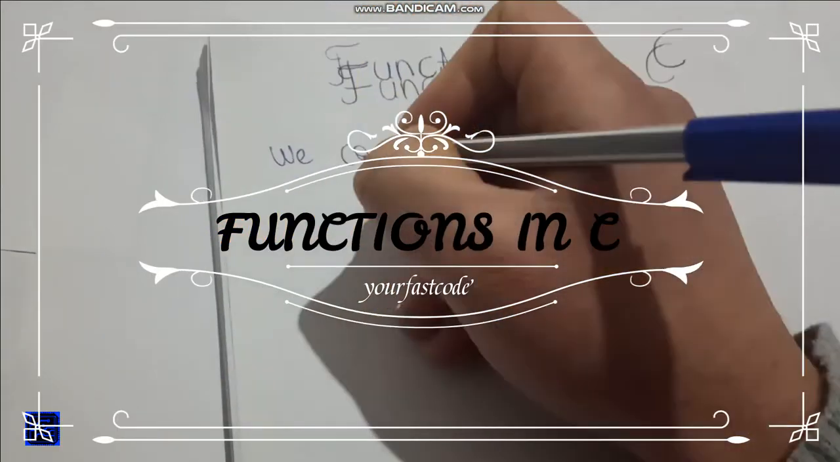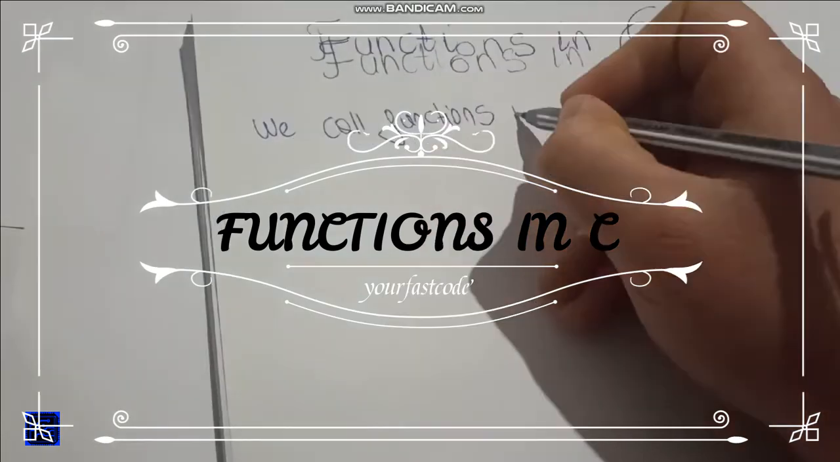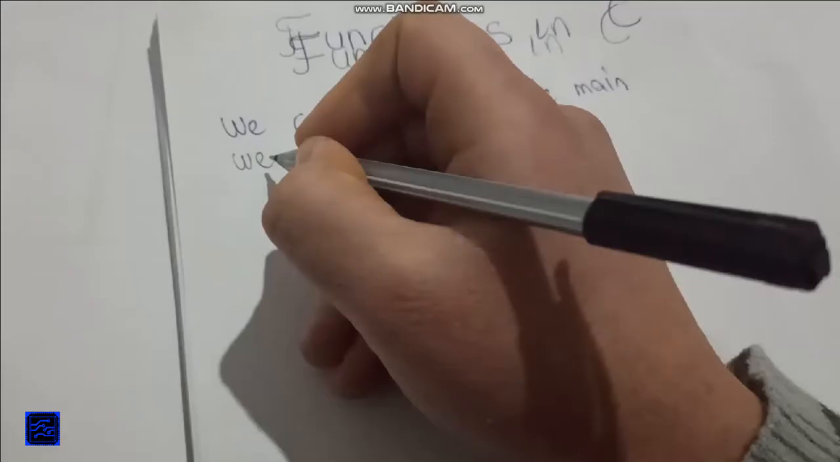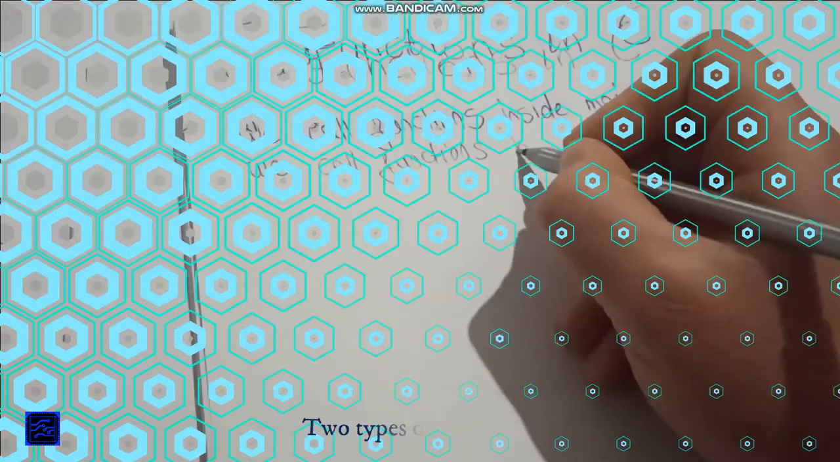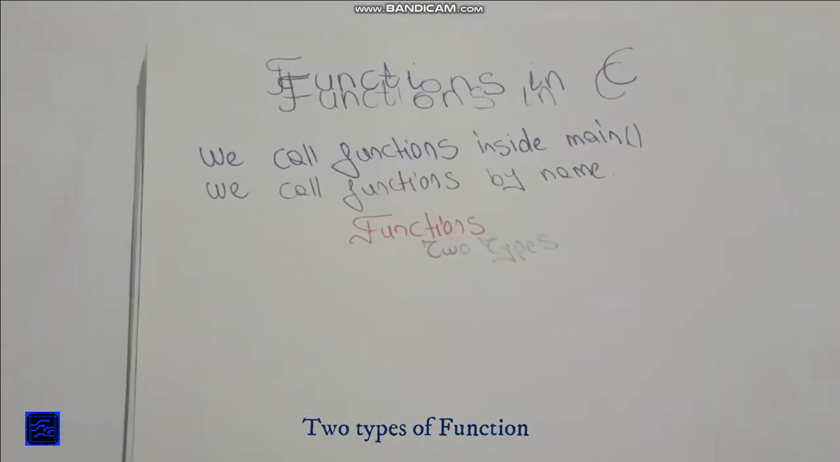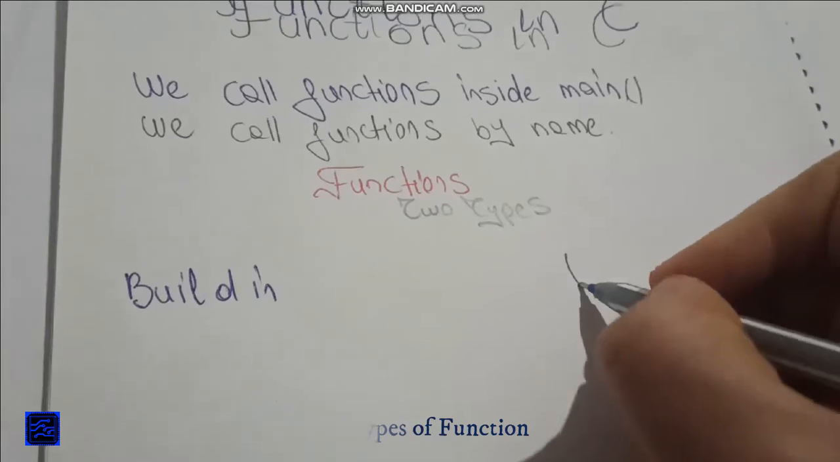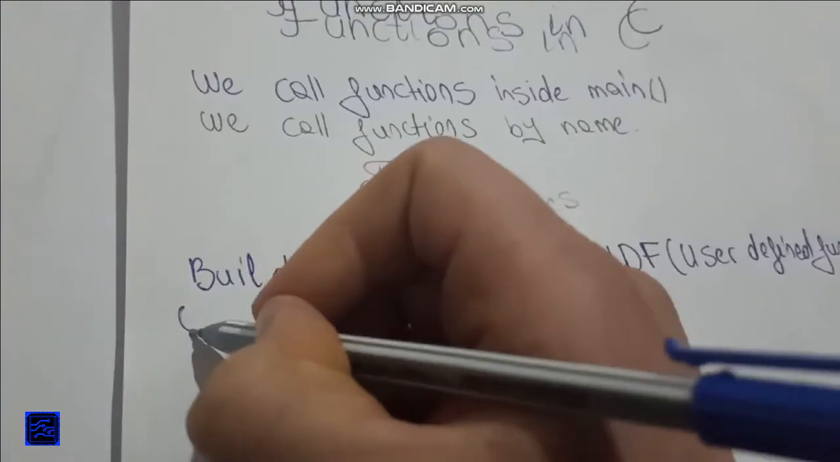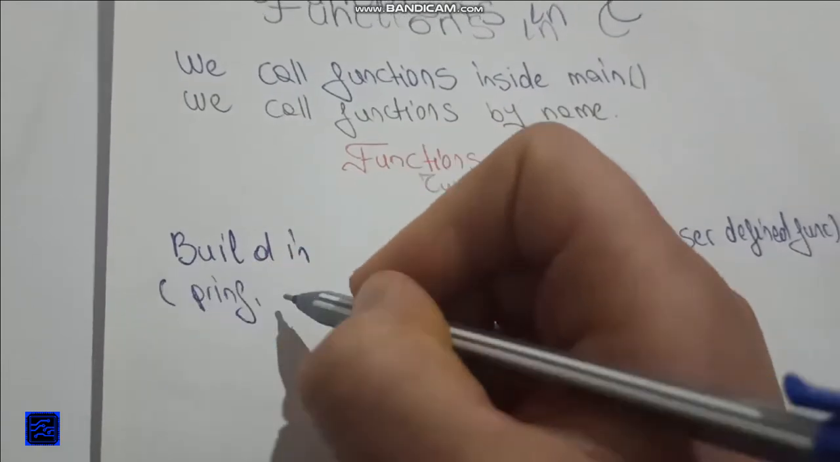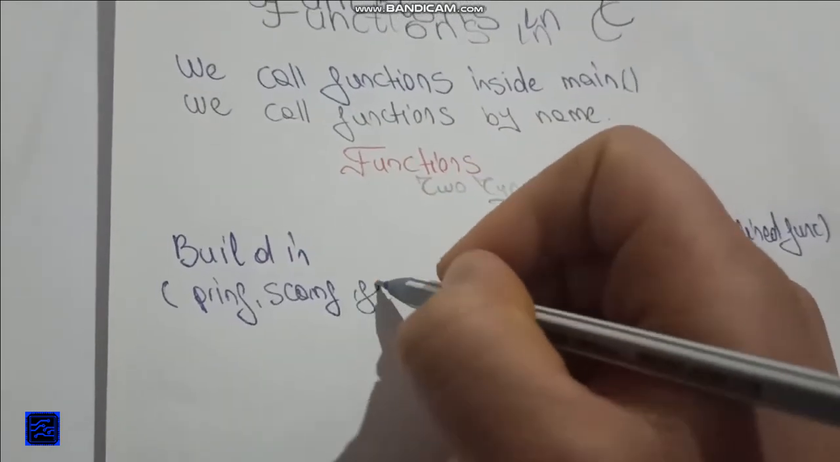We call functions inside main. We call functions by name. We have two types of functions: built-in and user-defined functions. As built-in, we have like printf, scanf, getchar, etc.